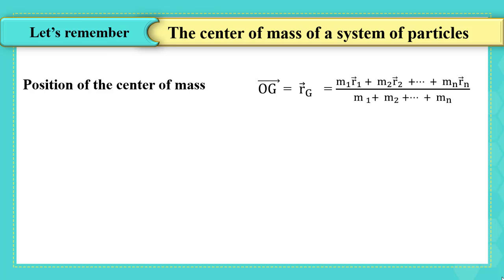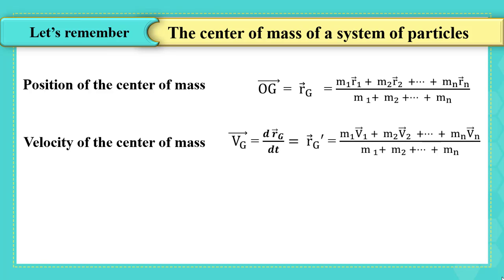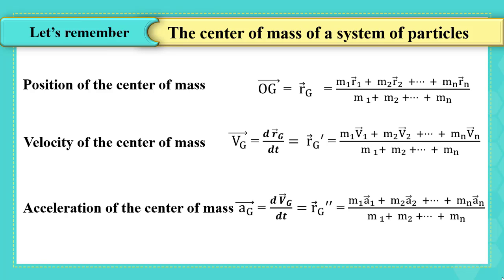over the total mass. While making derivative for r vector gives the velocity of the center of mass, which is written as v vector g equals m1 v1 vector plus m2 v2 vector plus etc. over the total mass. Also, if we made derivative for v, we will have the acceleration of the center of mass, which is written as a g vector equals m1 a1 vector plus m2 a2 vector plus etc.